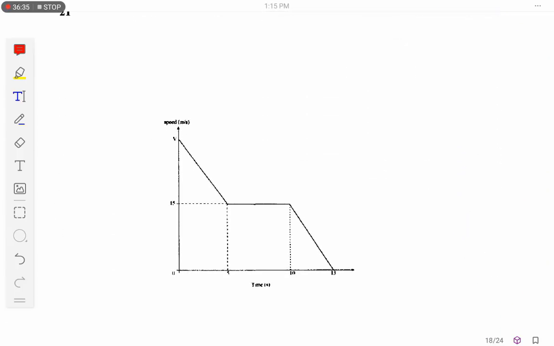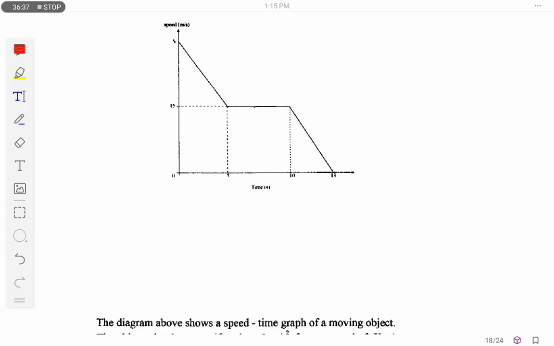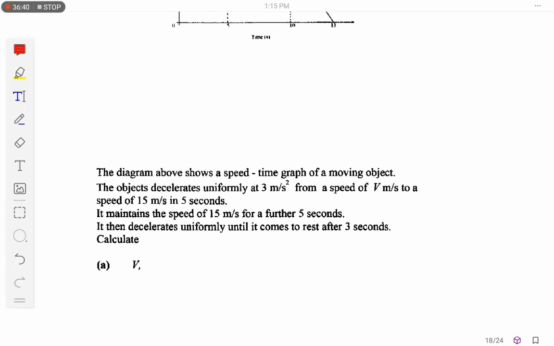Okay, we are on question number 21 now. Number 21 is saying, the diagram above shows a speed-time graph of a moving object. The object decelerates uniformly at 3 meters per second squared from a speed of v meters per second to a speed of 15 meters per second in 5 seconds. It maintains the speed of 15 meters per second for a further 5 seconds. It then decelerates uniformly until it comes to rest after 3 seconds. Calculate the value of v.